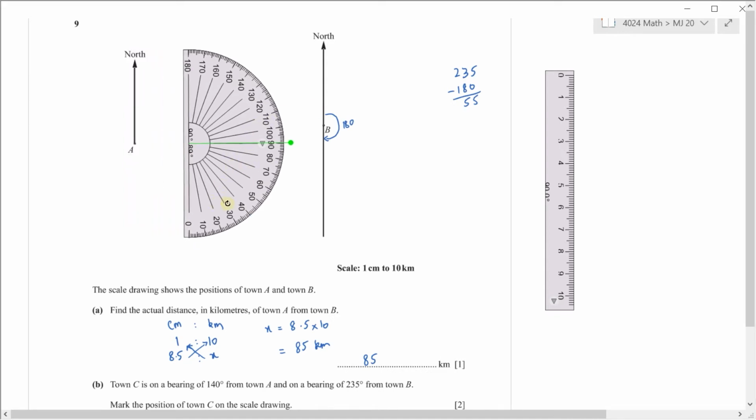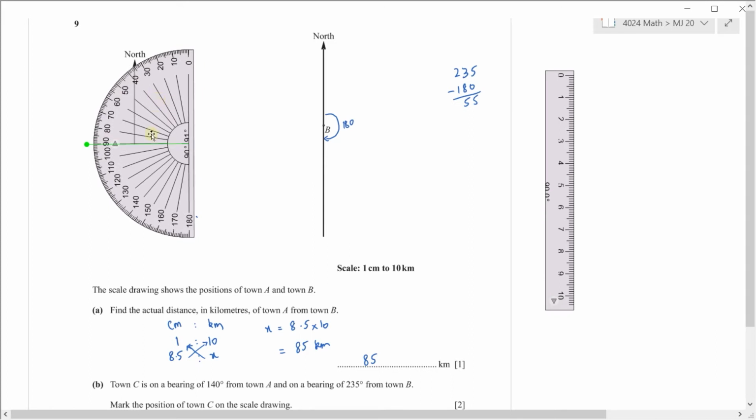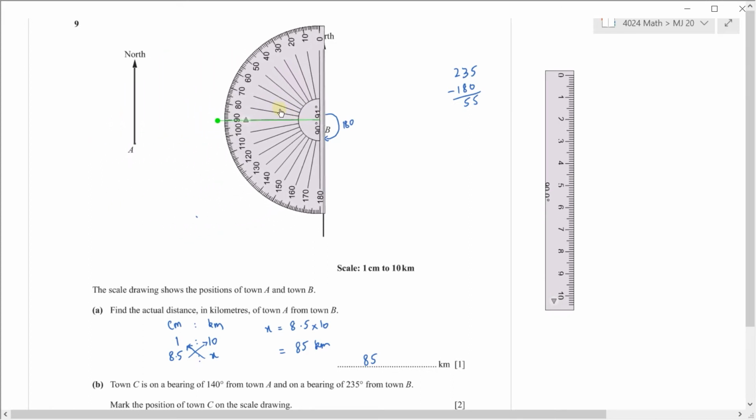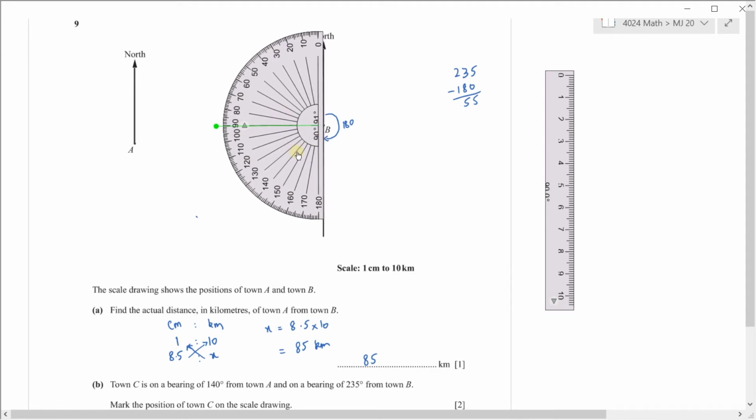So now I'll align my, so this is my point B here. So this is 180 degrees.